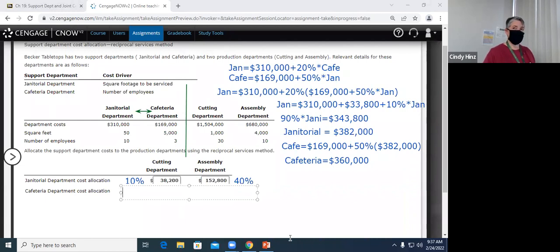The cafeteria gets allocated based on employees. And the cutting department is 30 of the 50 employees. That's 3/5 or 60%. And then the assembly department is 10 of the 50 employees or 20%. And so the 360,000 for the cafeteria, 60% of that goes to the cutting department. 60% of 360,000 is 216,000. And then the cafeteria, 360,000 times 20% goes to the assembly department.